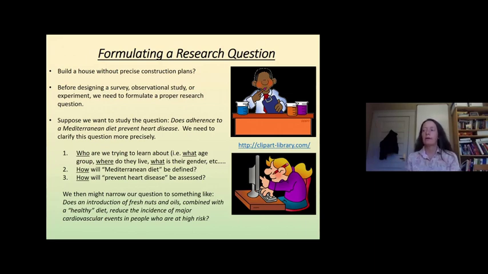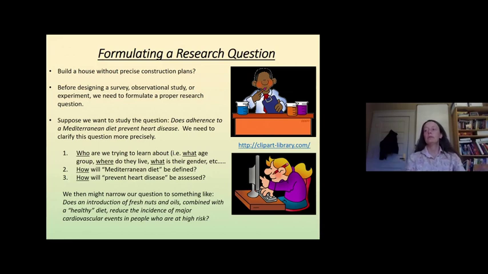For example, what if I want to know if the adherence to a Mediterranean diet can prevent heart disease? Well, how am I going to define Mediterranean diet? How am I going to impose that on some of my group and not impose it on other parts of my group? If I want to know whether or not that diet is going to prevent heart disease, how is that going to be assessed? How am I going to define heart disease? How are these people going to be as comparable as possible so that I can confidently make the conclusions that I'm hoping to, and make an inference on the population I'm interested in studying?